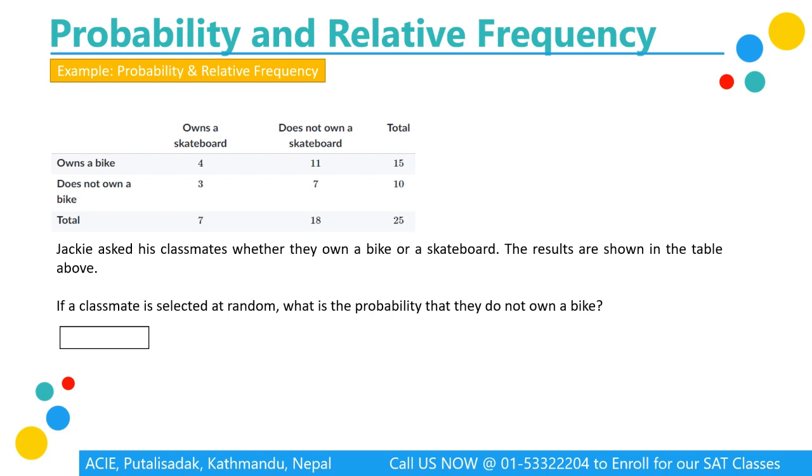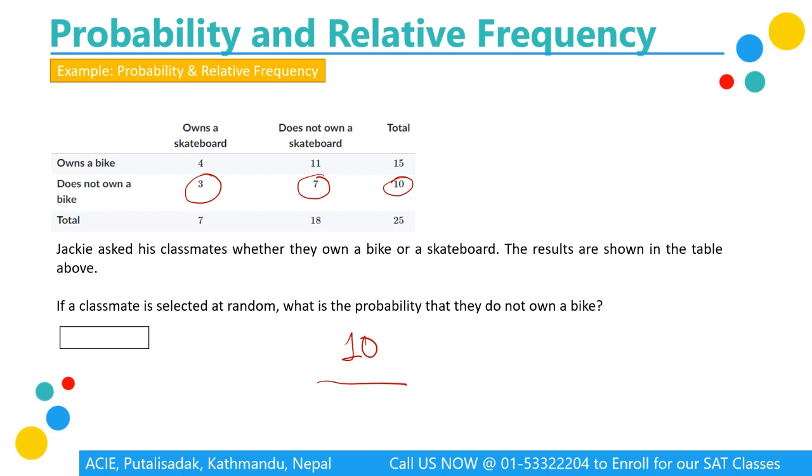So the number of people who own a skateboard but not a bike is 3, but also 7 who own neither. So this means that the total number of people who do not own a bike at all is 10. Because three of them do not own a bike but own a skateboard, and 7 own neither a bike nor a skateboard. So if we add up, the total sum is 10.